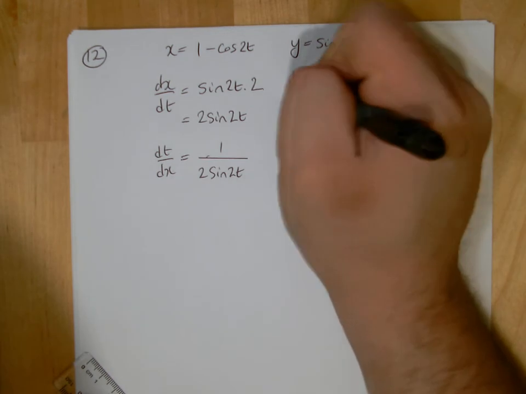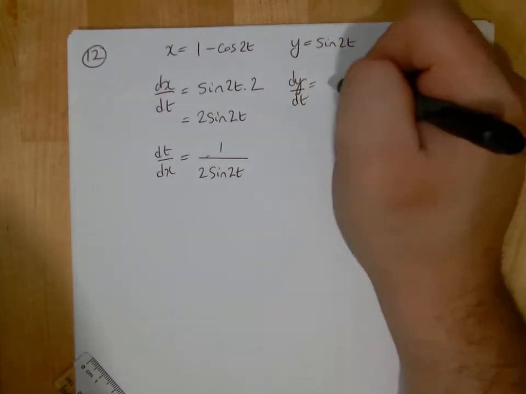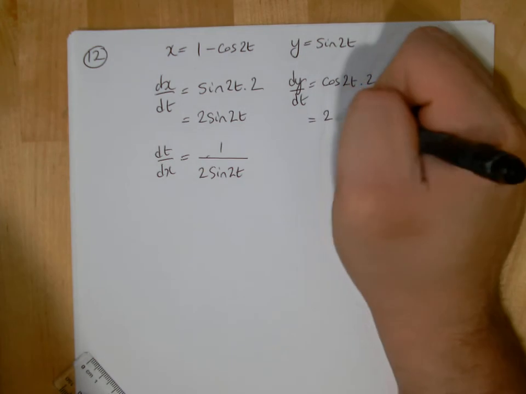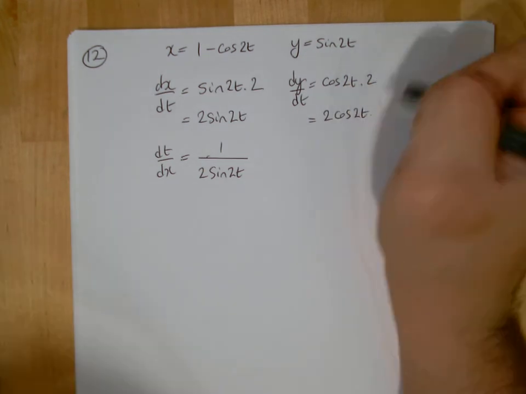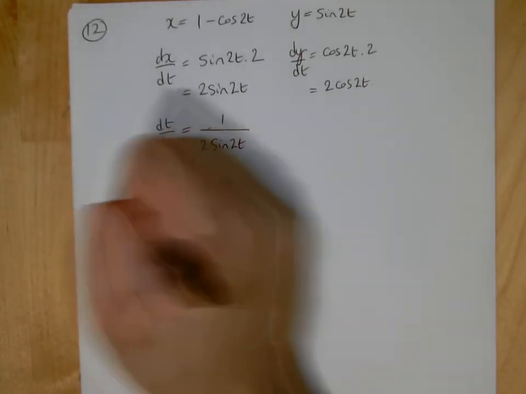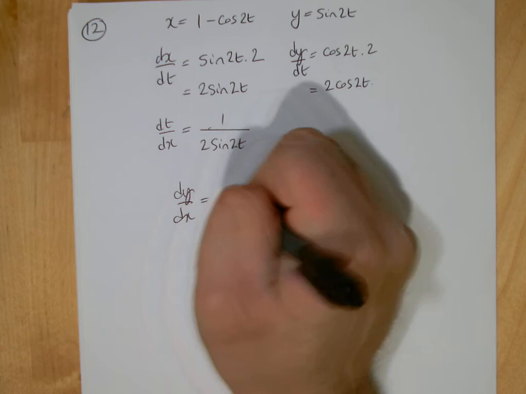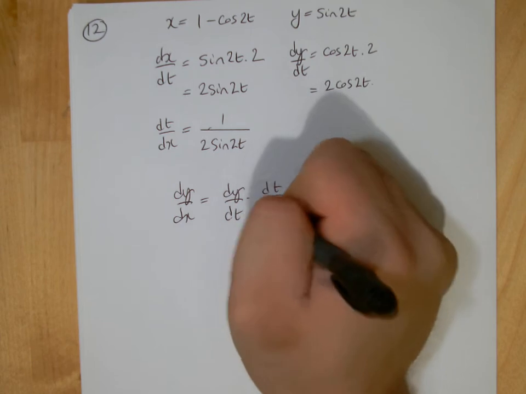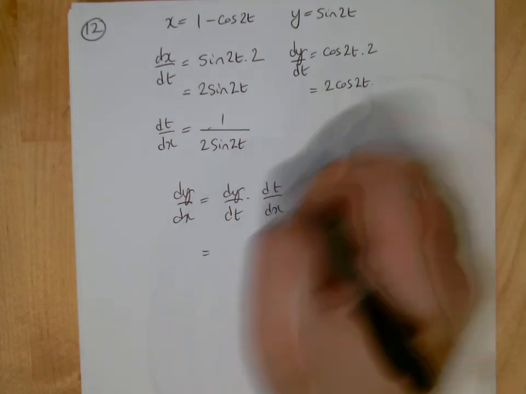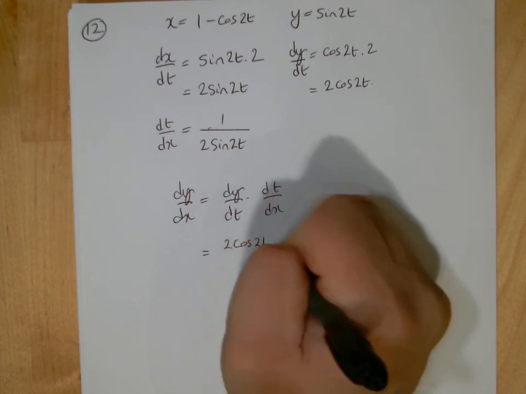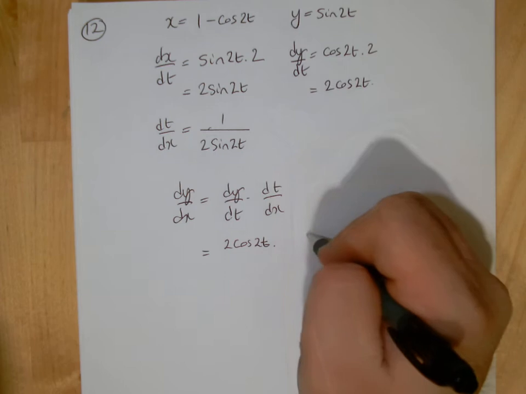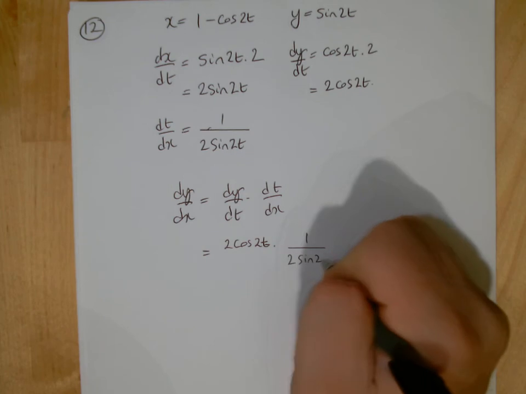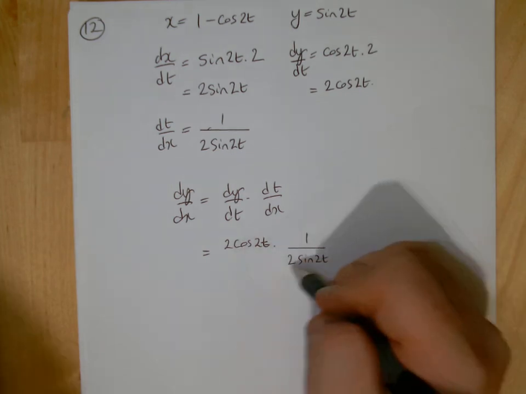Same situation here, dy dt. Sine becomes cos when I differentiate it, cos of 2t, times then the derivative in there, which is 2. So I get 2 cos 2t. So using the chain rule, dy dx will be dy on top, times then dx on bottom, so dt by dx. So dy dt is 2 cos 2t, and dt dx is 1 over 2 sine 2t. Now you'll notice here there's 2 on top, 2 on bottom, so they'll cancel.